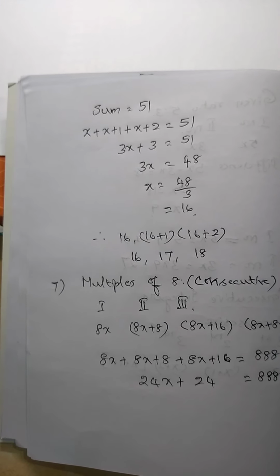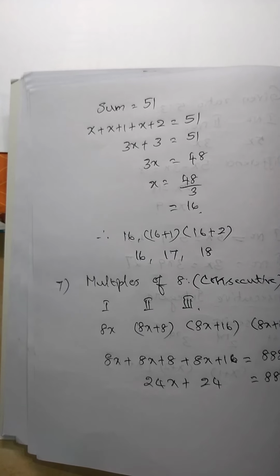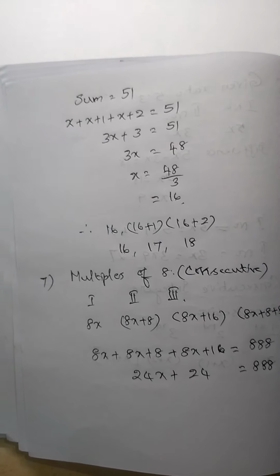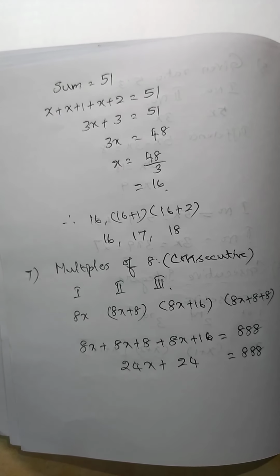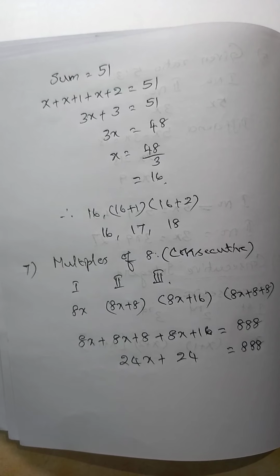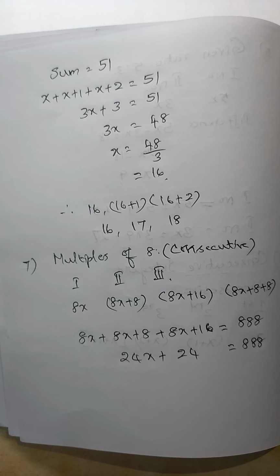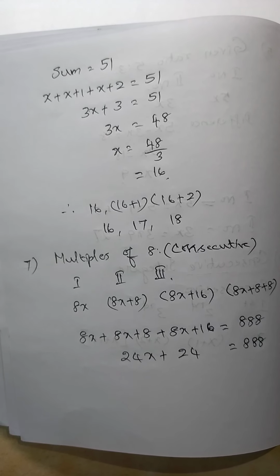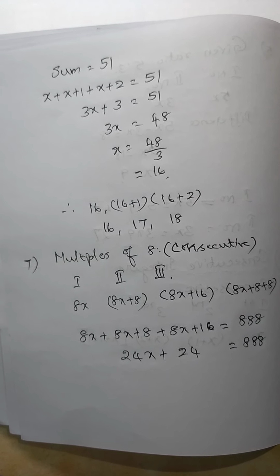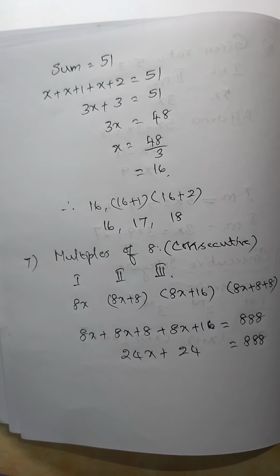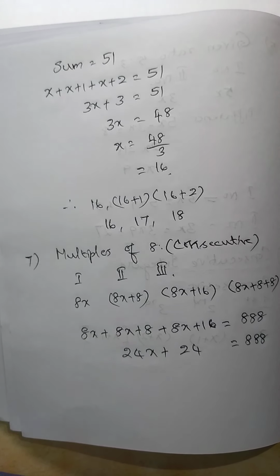So it is given that the sum of those 3 consecutive integers is 51. So add all the integers that you have taken. x plus x plus 1 plus x plus 2, that is equal to 51. So 3x plus 3 becomes 51. So 3x is equal to 51 minus 3, so it becomes 48, and x becomes 48 by 3, which becomes 16. So the required numbers are 16, 16 plus 1 and 16 plus 2. So it becomes 16, 17 and 18.